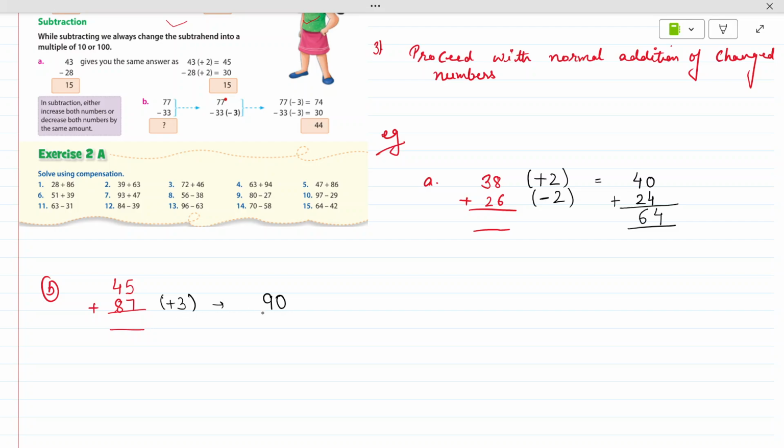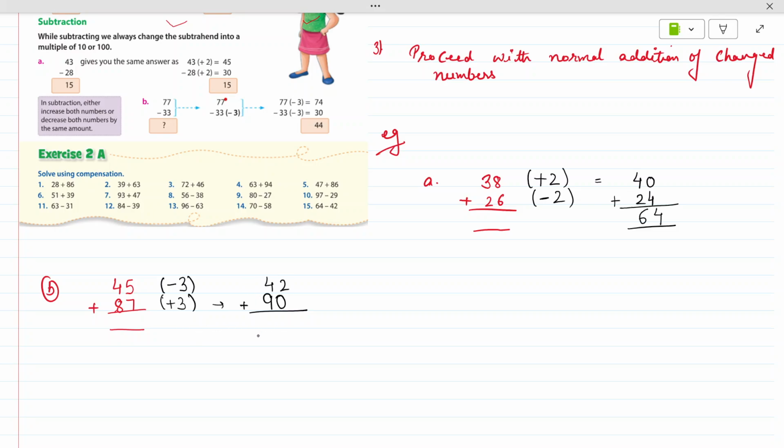So this is the first step. Identify the number which has to be changed to a multiple of 10 or 100 and then add to it. Change the number. So we have changed this number. We have added 3 to it. Second is, if I am adding, I have to subtract the same amount from the other number. So it becomes 45 minus 3, which is 42. These are my two new numbers.